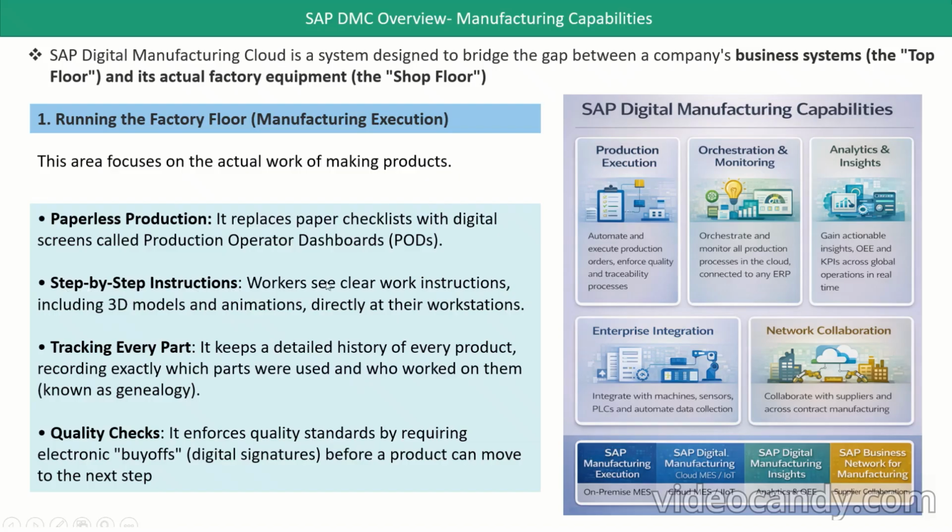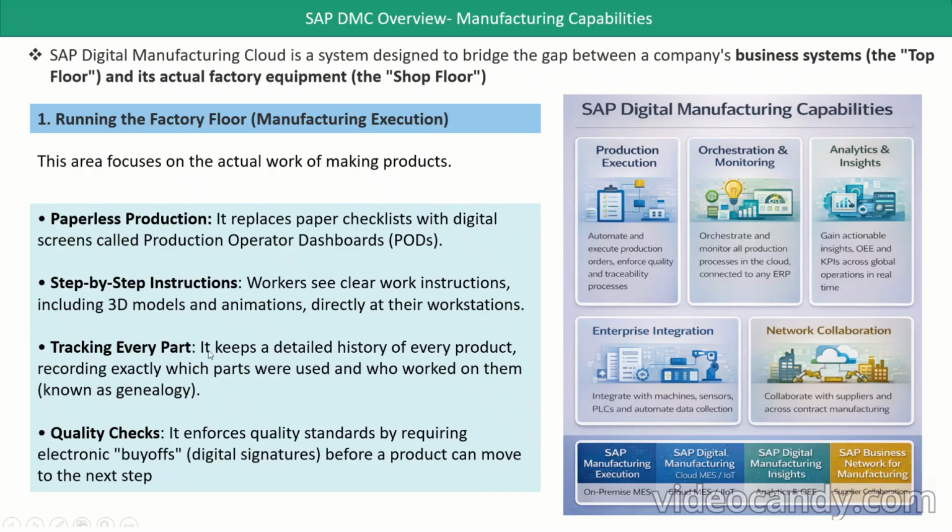Step by step instructions. SAP Digital Manufacturing on cloud execution gives the ability where the operator can see the work instructions for each of the operations that might be related to the product assembly, or to the machines they are working on. They can see the work instructions, which even include 3D models and animation, directly at their workstation.